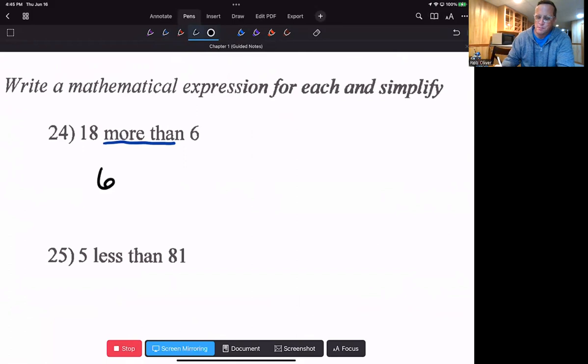So you get 6 plus 18. However, this is addition, so order doesn't really matter. You can write it as 6 plus 18 or 18 plus 6. It's not going to affect the outcome of that sum. It's still going to be 24 either way.